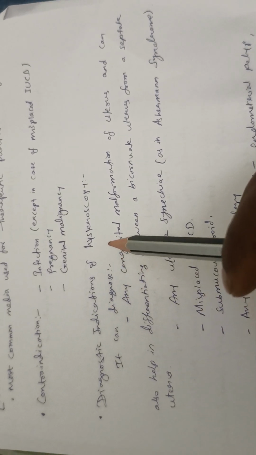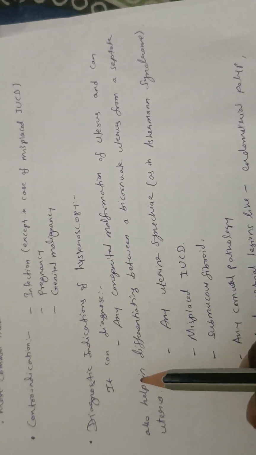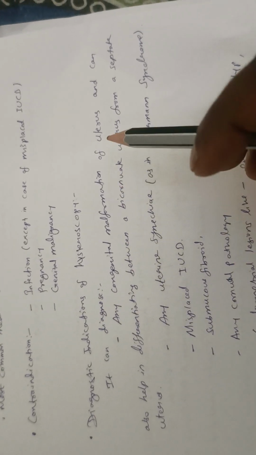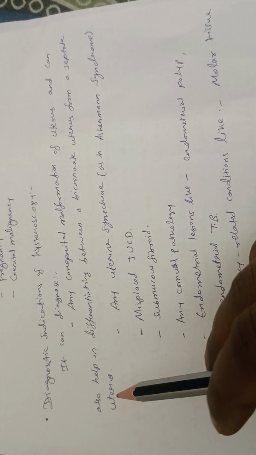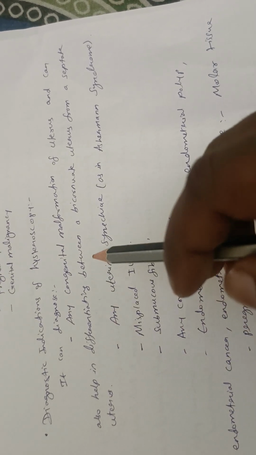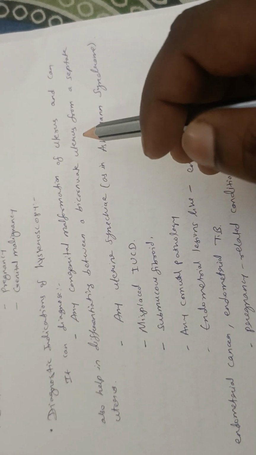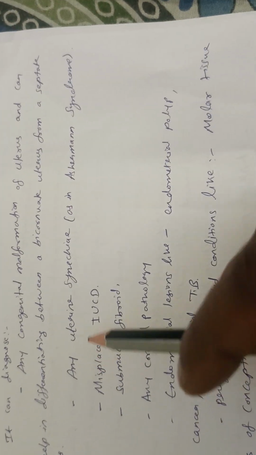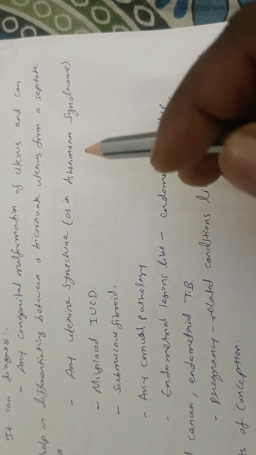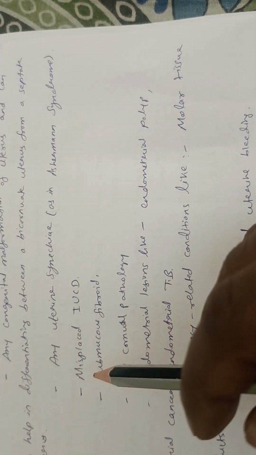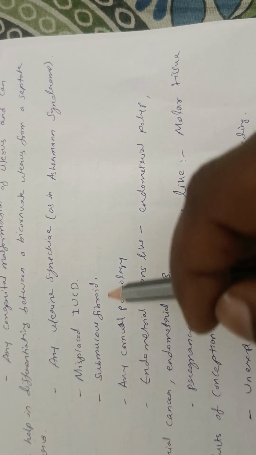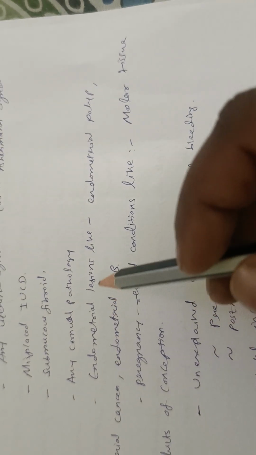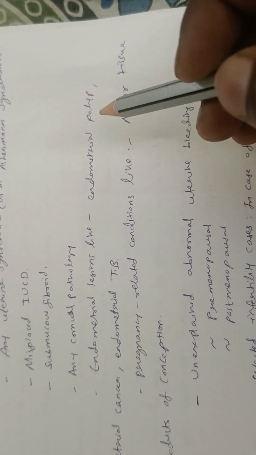Diagnostic indications of hysteroscopy. It can diagnose any congenital malformation of uterus and can also help in differentiating between a bicornuate uterus from a septate uterus. Any uterine synechiae as in Asherman syndrome, misplaced IUCD, submucous fibroid, any cornual pathology, endometrial lesions like endometrial polyp.